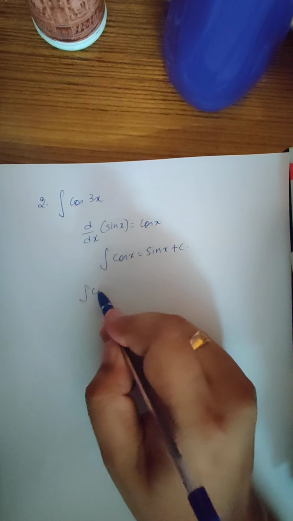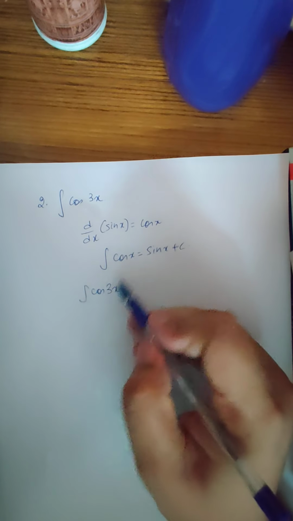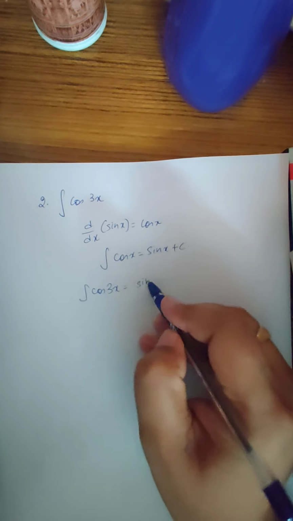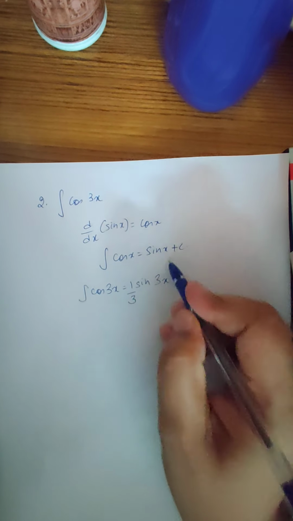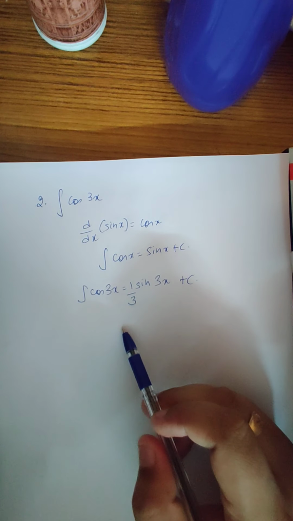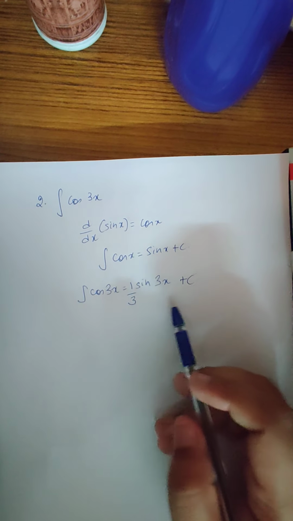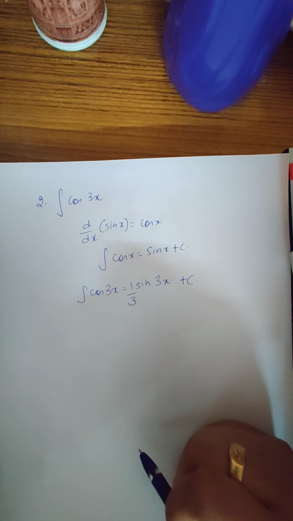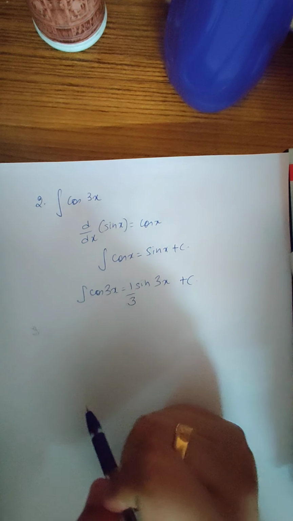So the integration of cos of 3x will be, let us just replace x with 3x, so we'll have sin of 3x. Since it is integration, we'll have to divide by 3, plus c. So the integration, or antiderivative, of cos 3x is 1 by 3 of sin 3x plus c. That is the second problem.